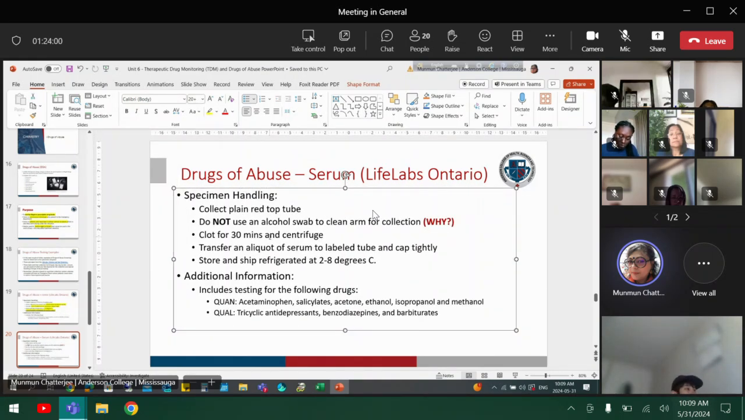For blood, collect plain red top tubes for drugs of abuse. Do not use an alcohol swab to clean the arm for collection. Why? Anyone can answer? It will interfere with the result, yes, if you are asking for the alcohol concentration, it is going to affect. So what do you have to use at that time? Iodine or chlorhexidine? Chlorhexidine. Iodine sometimes gives color, so generally we prefer to use chlorhexidine.